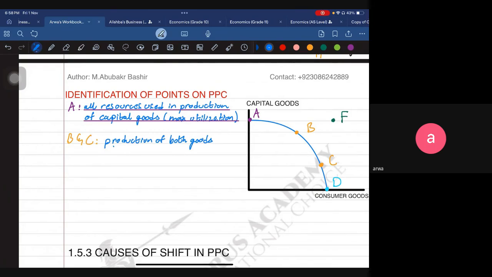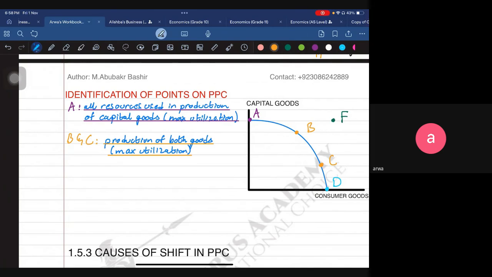So again, can I say that there is maximum utilization? Yes, sir. Okay. So here again, we have the maximum utilization.